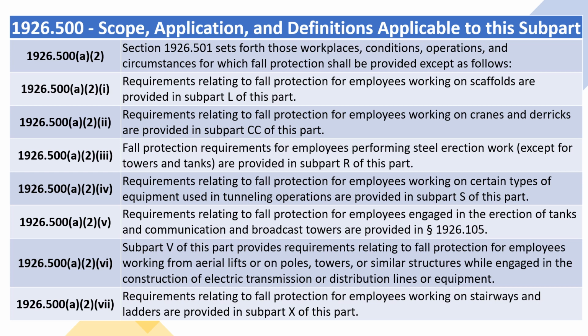1926.500(a)(2)(vi): Subpart V of this part provides requirements relating to fall protection for employees working from aerial lifts or on poles, towers, or similar structures while engaged in the construction of electric transmission or distribution lines or equipment. 1926.500(a)(2)(vii): requirements relating to fall protection for employees working on stairways and ladders are provided in Subpart X of this part.